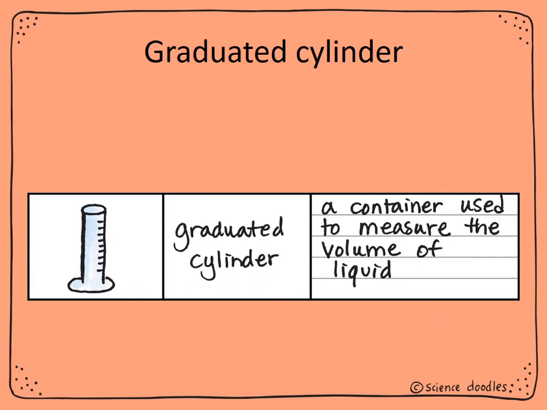Our next word is graduated cylinder, and this is also a container used to measure the volume of a liquid. So graduated cylinders are taller and skinnier. They're thinner. And we use these to measure the volume of liquid. And remember that volume is a measurement of how much space something takes up. So we're going to use this to measure how much space the liquid takes up.